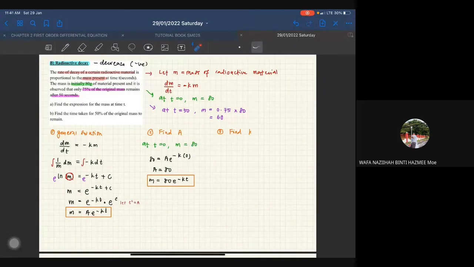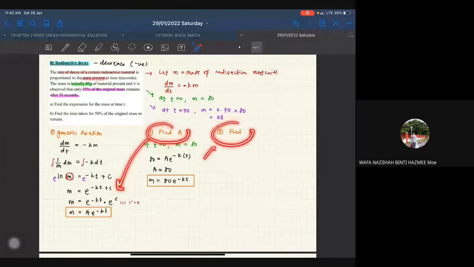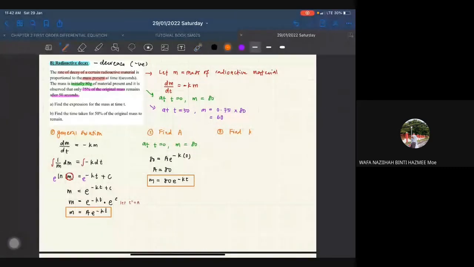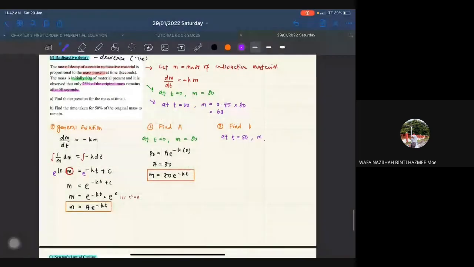Okay, so untuk kita find K, we are going to use this formula. Okay, so kiranya dia akan tukar-tukar je. So untuk cari A, kita guna yang ini. Untuk cari K, kita akan guna yang ini. Okay, kita akan guna previous formula yang kita dah dapat. The latest one. Okay, so untuk cari nilai K, we are going to use this information yang warna purple ni. Okay, so at T equal to 50, M is equal to 60.